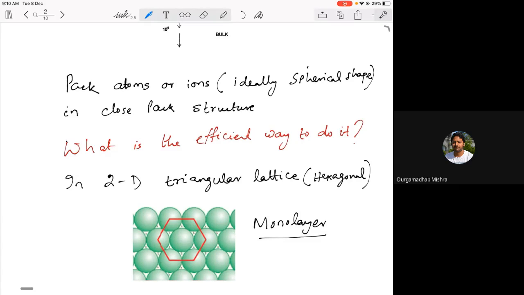And typically it's a two-dimensional material. So you pack in two dimensions, sometimes you call it a monolayer. This monolayer means one layer of atoms which are packed in a triangular lattice or a hexagonal lattice, and that gives you the maximum density. So you get minimum volume and maximum density. So this is the most efficient. There are other ways in a two-dimensional lattice, like square or rectangular lattice as well, but this is the best way you can get a close pack structure in two dimensions.